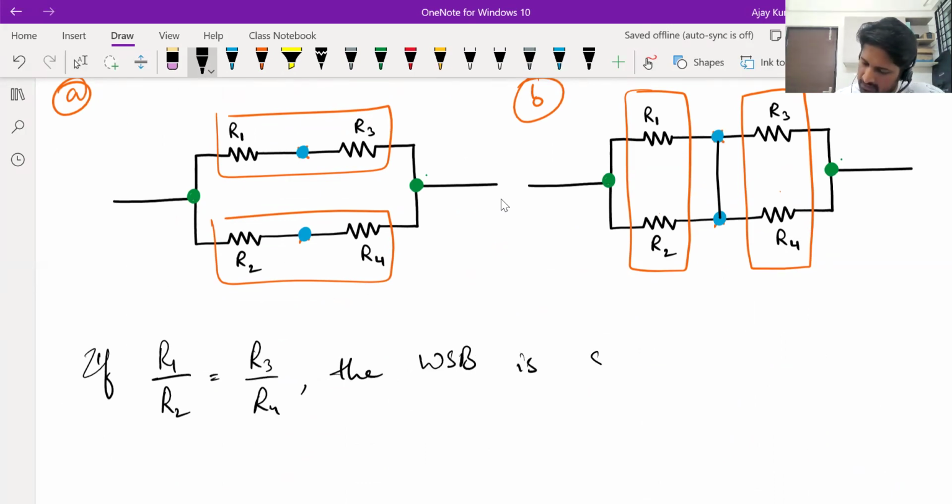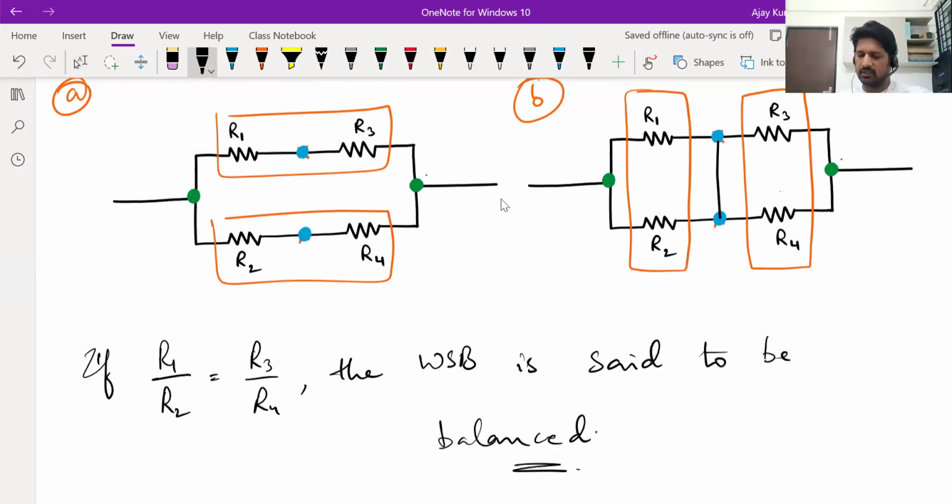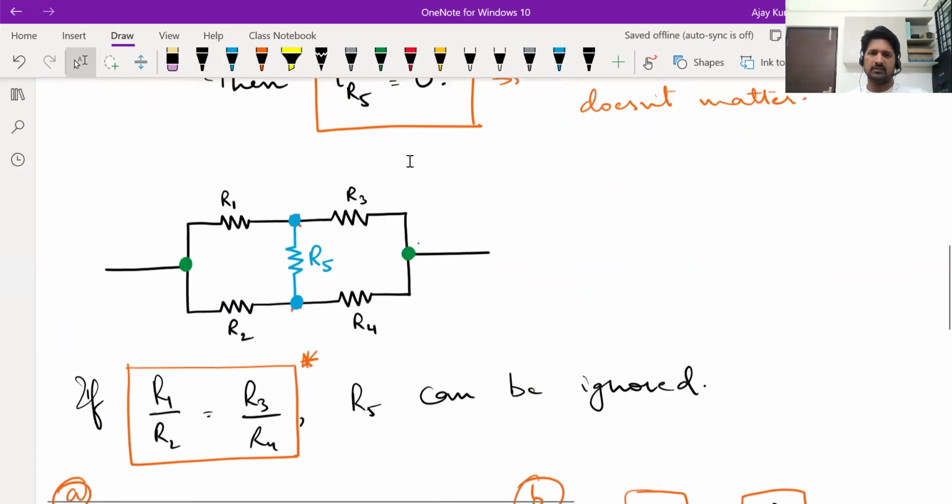The Wheatstone bridge is said to be balanced. Now don't get misled by this word balanced. Balanced doesn't mean the resistance on the left side should be equal to the resistance on the right. The resistance as such need not be equal. The ratio of resistance has to be equal. Then you say that the Wheatstone bridge is balanced. And when it is balanced, what can we do? We can ignore the fifth resistor that is there in between and find out the effective resistance of the network.